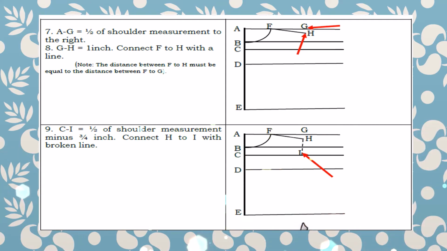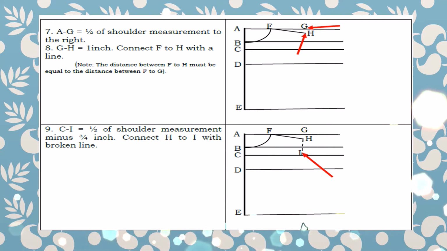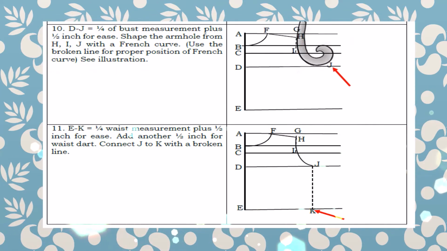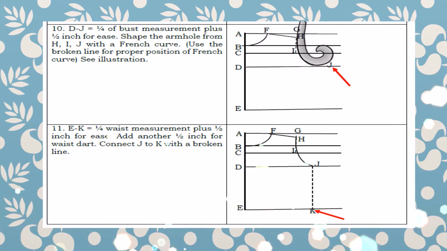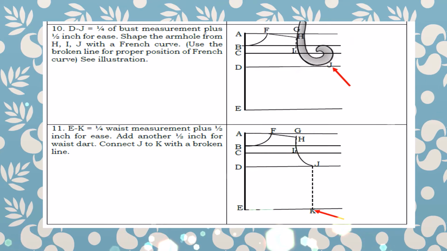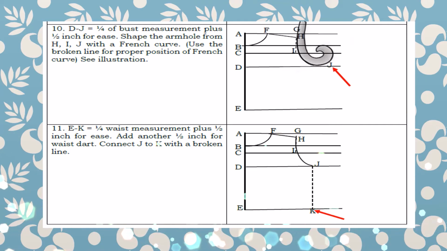Number 9, C to I. C to I is 1/2 of shoulder measurement minus 3/4 inch. Then connect H to I with a broken line. D to J is 1/4 of bust measurement plus 1/2 inch for ease. Shape the armhole from H, I, J with a French curve. Use the broken line for proper positioning of the French curve.